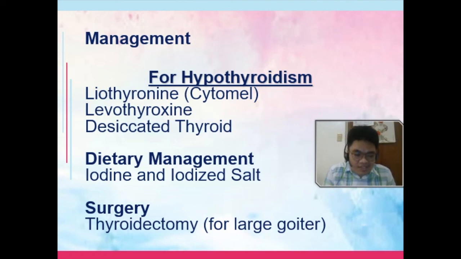Then surgery is indicated if your patient would have a very large goiter. So thyroidectomy is done. But class, be mindful as nurses, when thyroidectomy is done, you need to watch out for signs and symptoms of parathyroid problems. Because again, your parathyroid gland is located behind your thyroid gland, which could possibly lead to the accidental removal or accidental stimulation of your parathyroid gland.